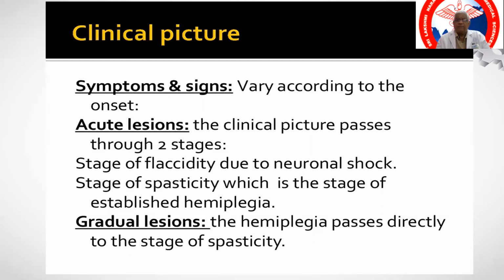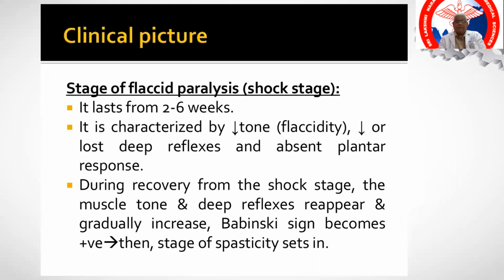In gradual lesions, the hemiplegia passes directly to a stage of spasticity. In acute lesions, initially there is no activity, then hemiplegic features. Stage of flaccid paralysis, the shock stage, lasts from 2 to 6 weeks. It is characterized by decreased tone, flaccidity, decreased or lost deep tendon reflexes, and absent plantar response.